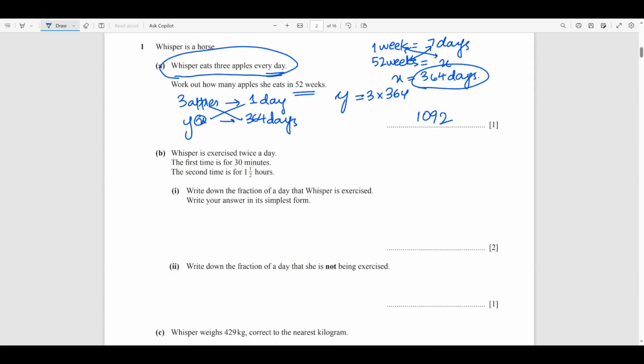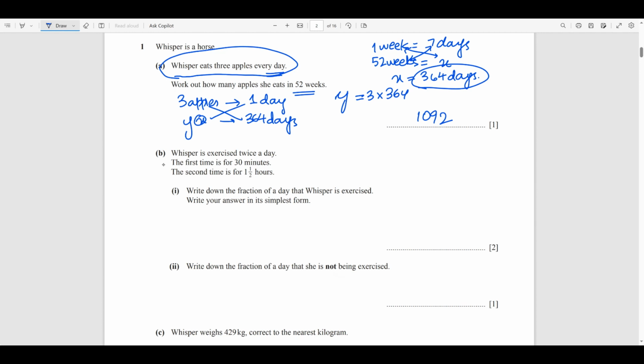Okay. Part B, Whisper is exercised twice a day. The first time is for 30 minutes and the second time is for 1.5 hours. That means it's for 90 minutes. You can either convert this into hours or this into minutes, whatever is feasible, right? Write down the fraction of the day that Whisper is exercised.